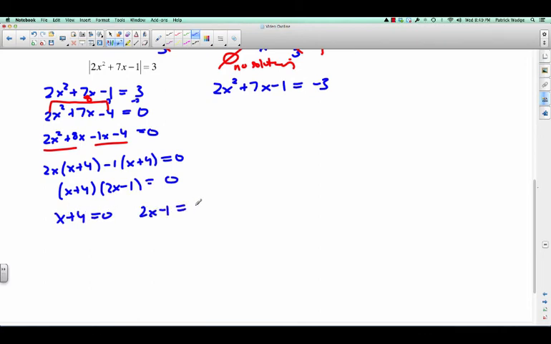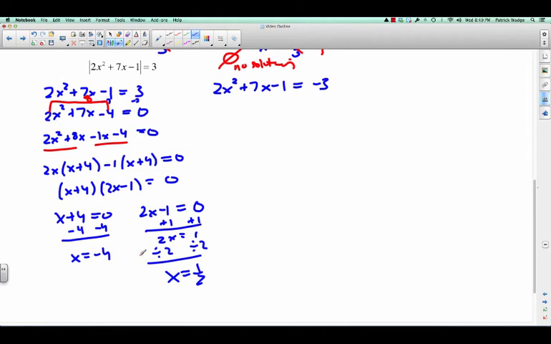Imagine at the start of the year if I'd gone this fast with the factoring, you would have freaked out. But now you should be able to do it this fast almost. So x equals negative 4, or if you can't do this, plus 1, you get 2x equals 1, divide by 2, x equals 1/2. So we have two possible answers, negative 4 and 1/2.